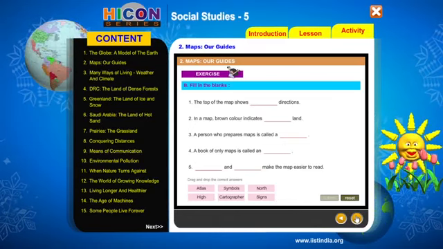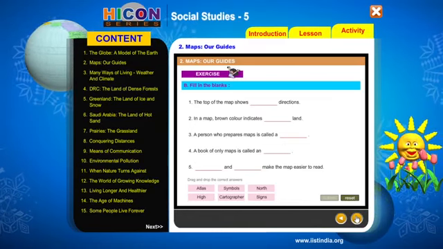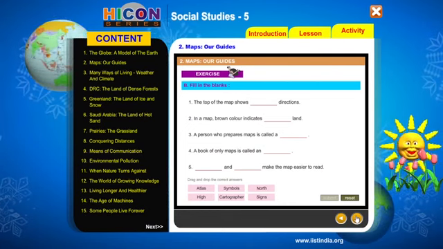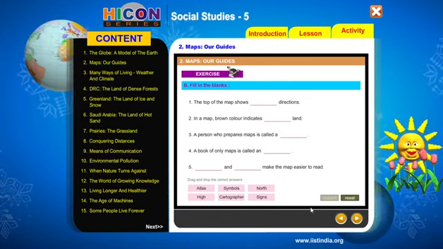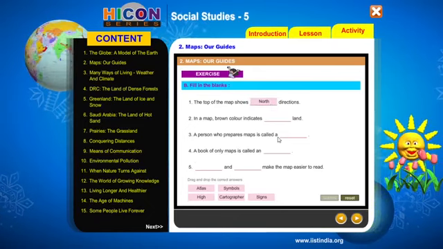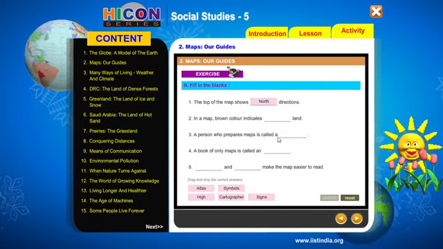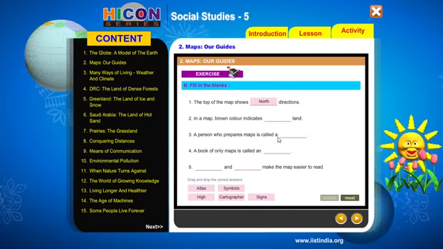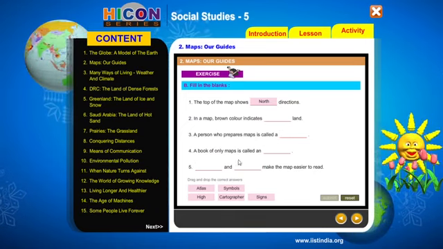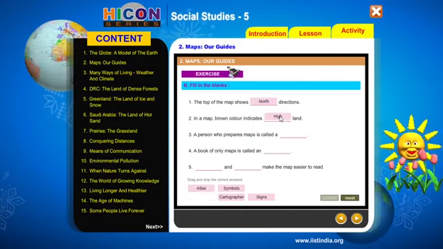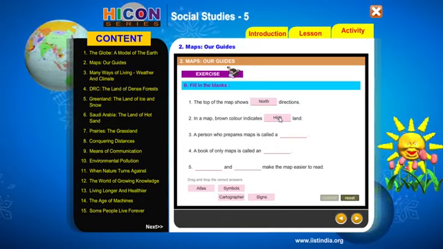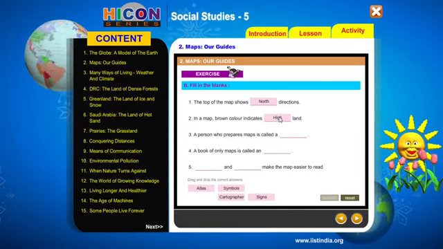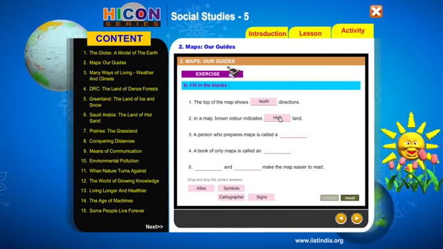Okay, the first one. The top of the map shows which direction? So which direction is shown at the top of the map? Yes, we have a north line which shows the north direction, isn't it? So the top of the map always shows the north direction. In a map, brown color indicates what? Yes, highlands, isn't it? The hills and higher land areas like the plateaus and mountains are usually expressed in a brown color, isn't it? Yes.